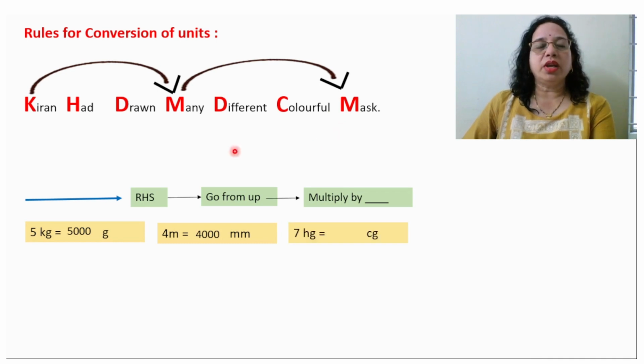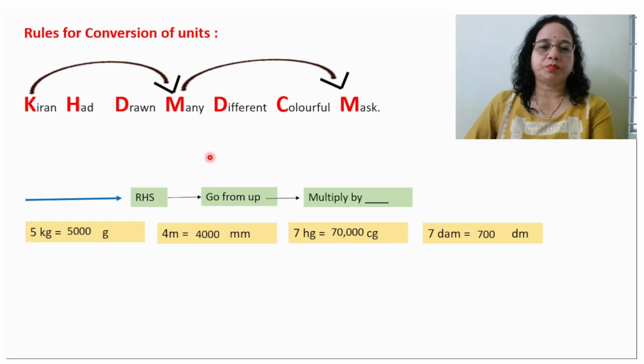Take one more example, 7 hectogram into centigram. This is your centigram. Start counting: 10, 100, 1000, 10,000. So 7 into 10,000 will give you 70,000. Take one more example. This is decagram, this is D, and this is single D, that is decimeter. So from deca to deci we need to move. Just count 10 and 100. It means 7 into 100 will give you 700 decimeter.